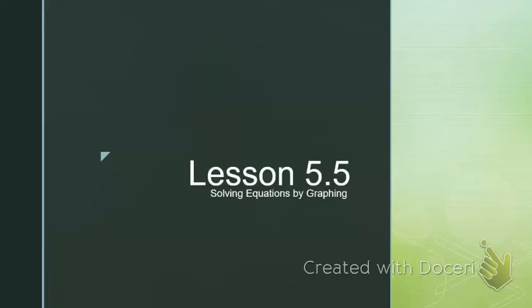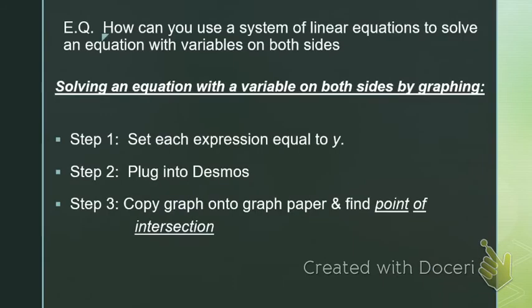Today we are going to look at lesson 5.5, solving equations by graphing. Now, if you look at the essential question, you're going to see some familiar words and some familiar things. It says, how can you use a system of linear equations to solve an equation with variables on both sides?